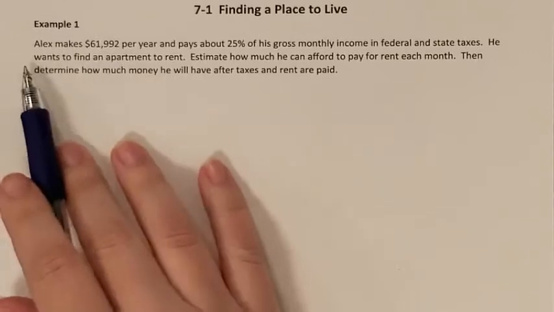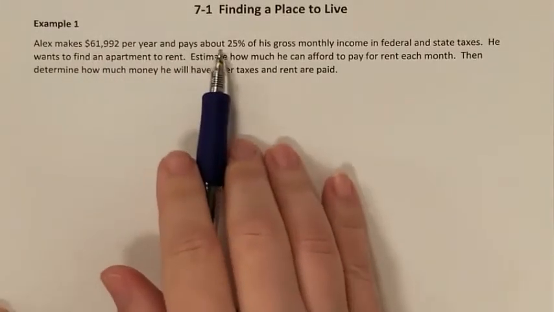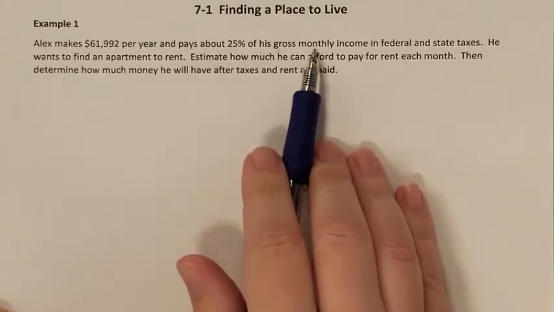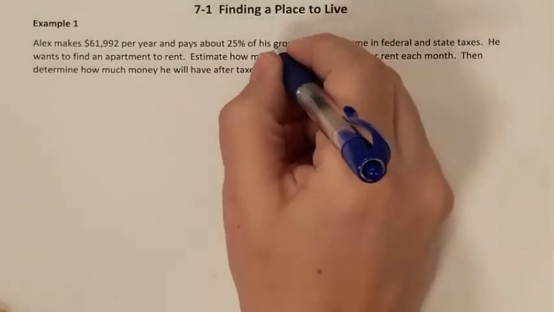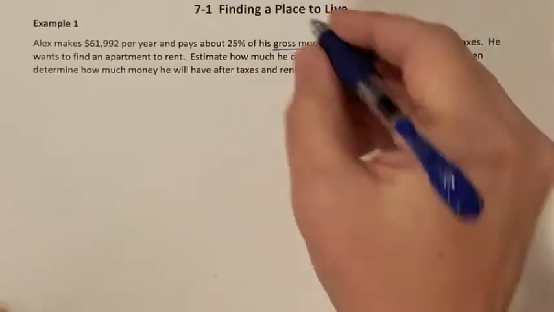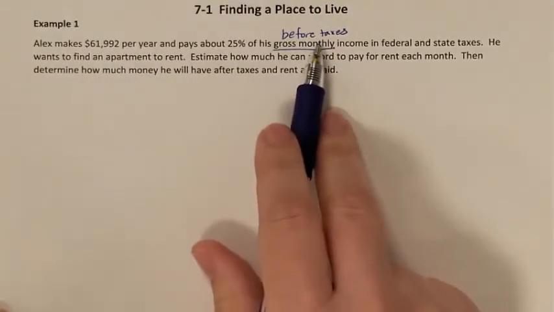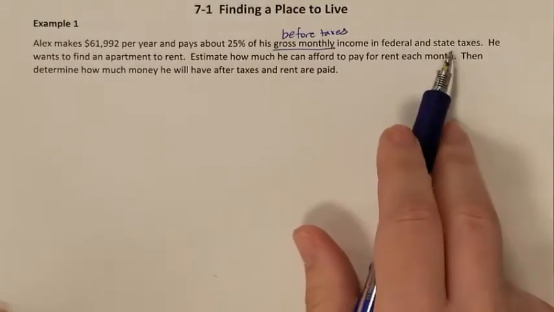Example number 1. Alex makes $61,992 per year and pays about 25% of his gross monthly income. So what does gross monthly income mean? This is before taxes. So he doesn't bring home all of this. He's got taxes that he still has to take out. And those are federal and state taxes.